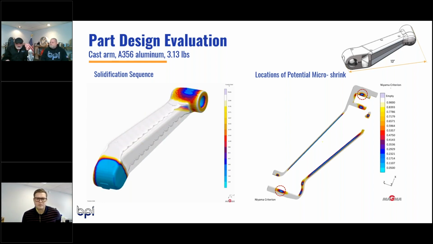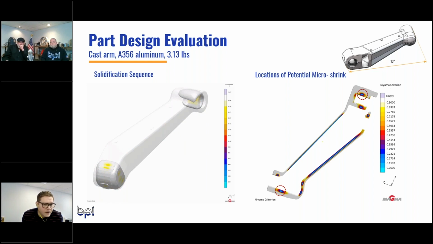That's just critical. Vadim, before we get off the slide, Sadir had asked a question. What is the, let's make sure I'm pronouncing this correctly, the Niyama criterion there?